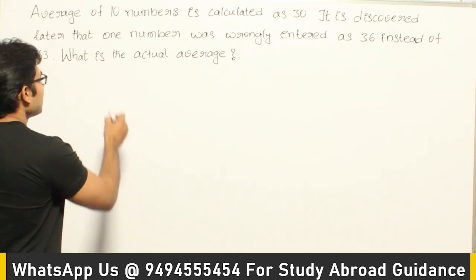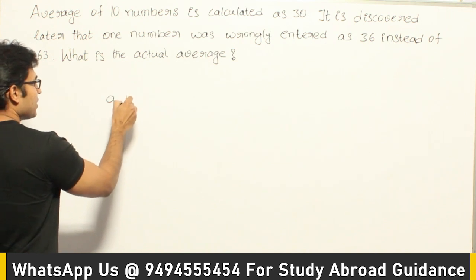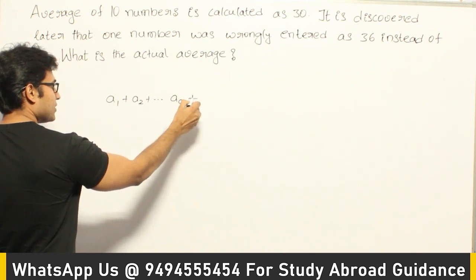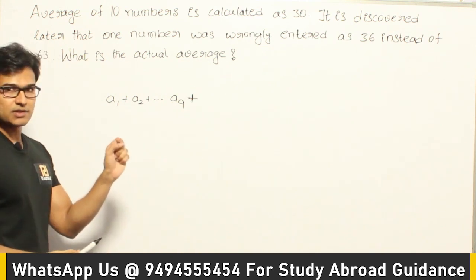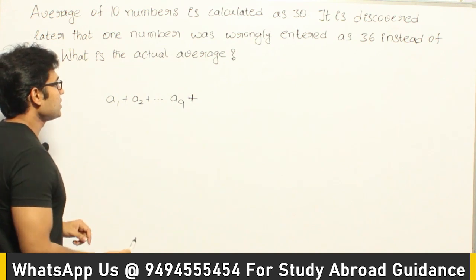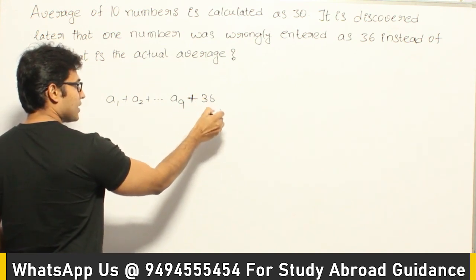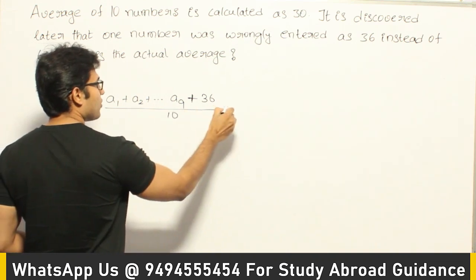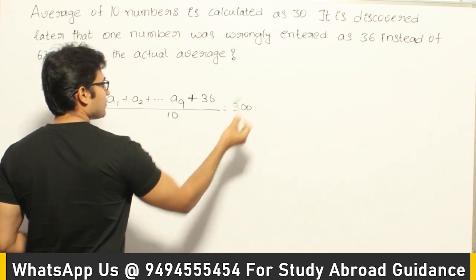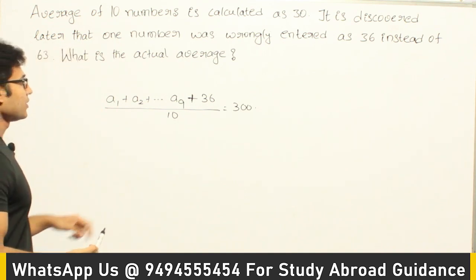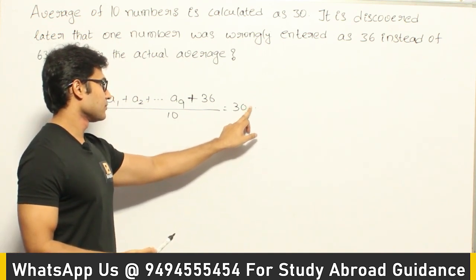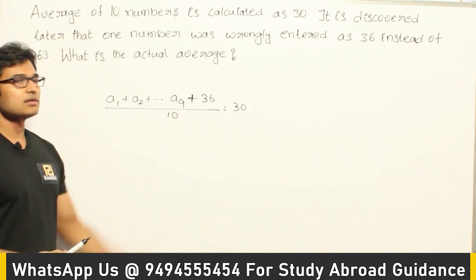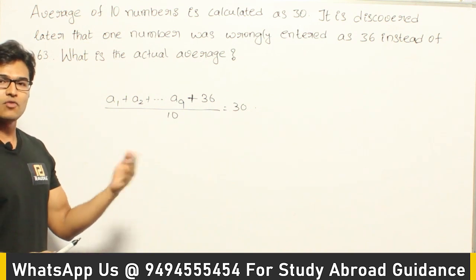So what does it mean? There are 10 numbers. Let us say A1, A2, so on, A9, and the 10th number, let us assume, is the 10th number which is read wrongly. Instead of 63, it is read as 36, and using this wrong value they computed the average, and the average they found out is 30. Okay, but then the actual value of this is 63. If that is the actual value, then what is the actual average?